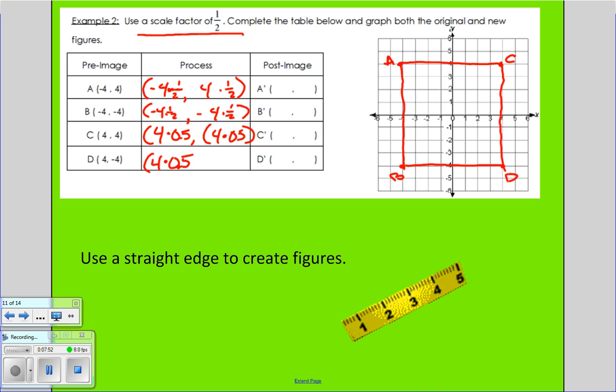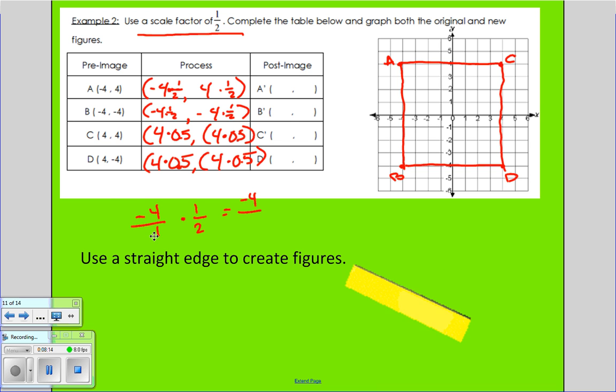We don't need to use calculators for this. We're not using calculators for our graphing. All right, so then we're going to figure this out. So -4 would be -4 over 1 times 1/2. Multiply your numerators together, -4 times 1 is -4, and 1 times 2 is 2. Then we reduce it. That reduces to -2 over 1, which is the same as -2. So letter A here is -2.